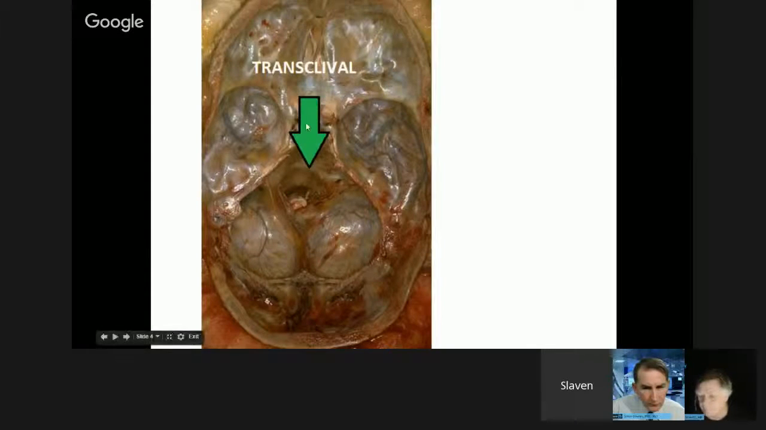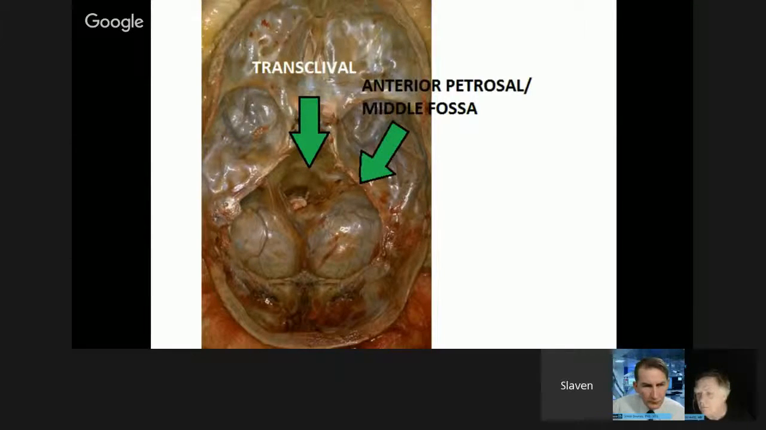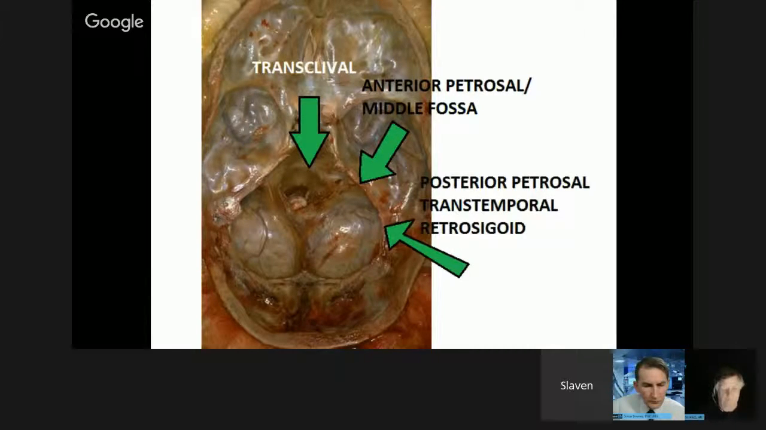So if we go in front, one of the most common approaches is the transcranial approach, which is today done through an endonasal endoscopic approach. Then from lateral, we have the anterior petrosal middle fossa approach, which I talked about before in Hangouts on this platform, Neurosurgical TV. Then posterior petrosal, transtemporal, and retrosigmoid. These are all posterior approaches that are most commonly used to come into the posterior fossa.